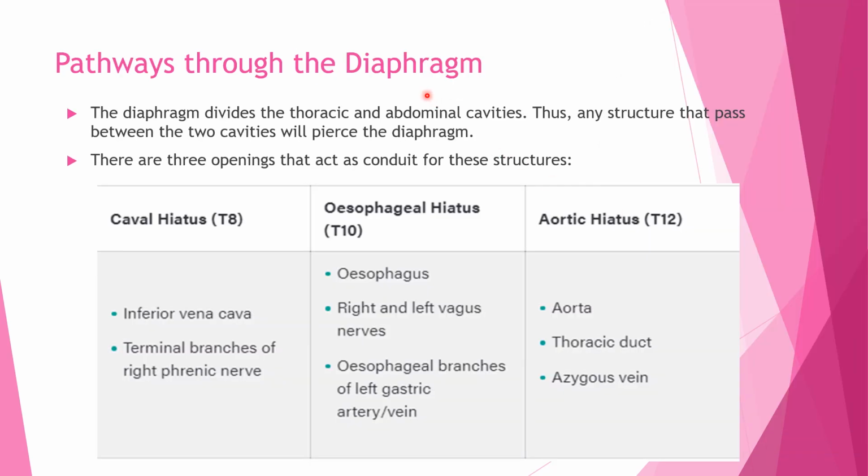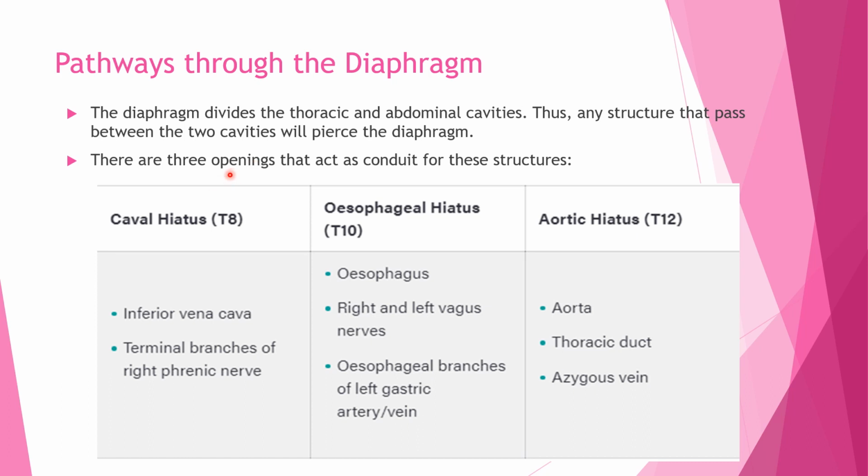About the pathways through the diaphragm. The diaphragm divides the thoracic and abdominal cavities. The diaphragm acts as a partition between the thoracic and abdominal cavities. Thus, any structure that passes from the thoracic cavity to the abdominal cavity has to pierce the diaphragm. Thus, there are three openings through which different structures pass from the thoracic to the abdominal cavity.